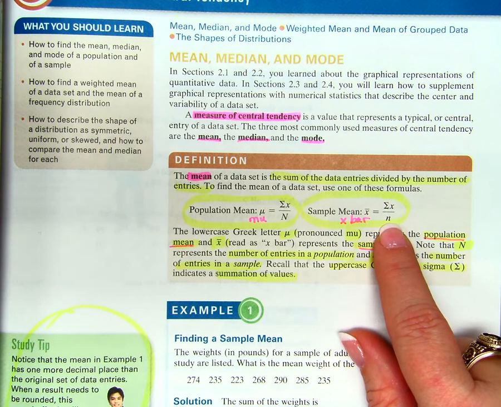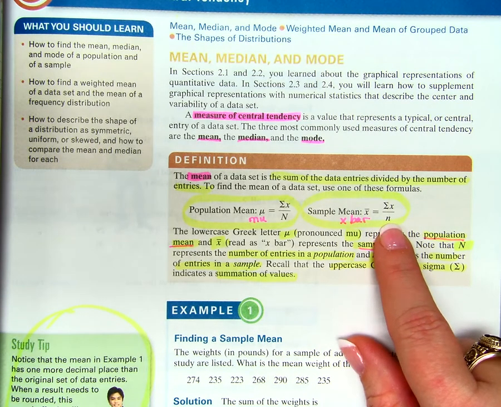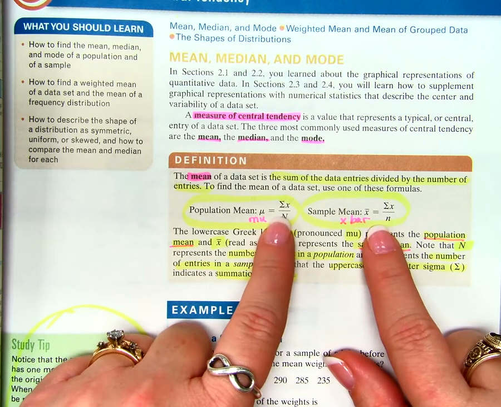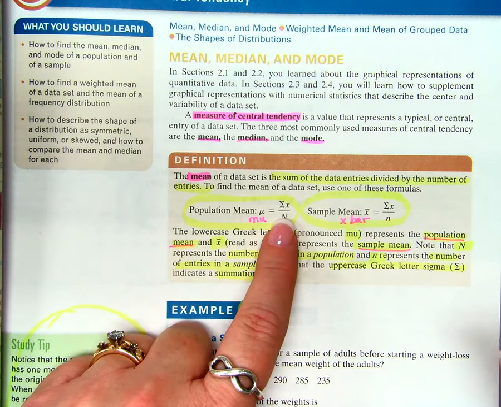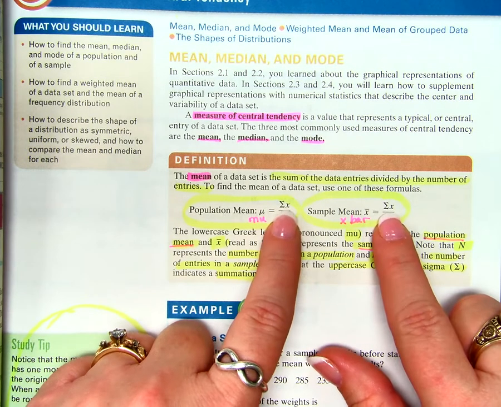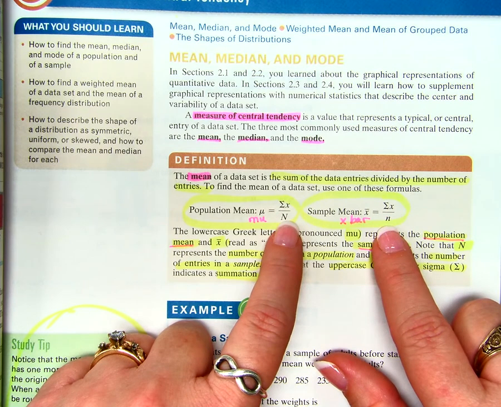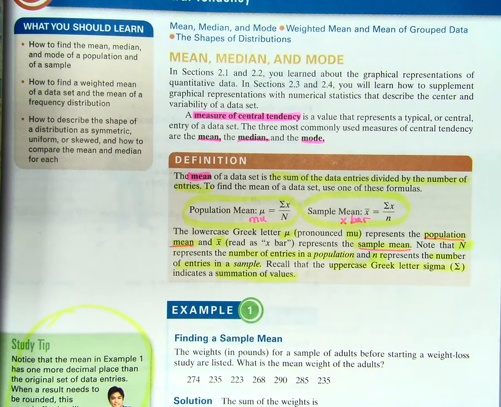Don't you already know how to do that? Guys, that's all the mean is. It's just set up in symbols that you may or may not be familiar or comfortable with yet. But remember, all this is saying is add up all the things that are there and divide by however many there are. You may or may not think it's important to differentiate between a capital N and a lowercase n. Let me tell you right now that it's important.